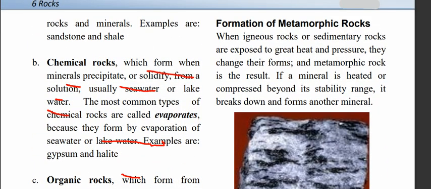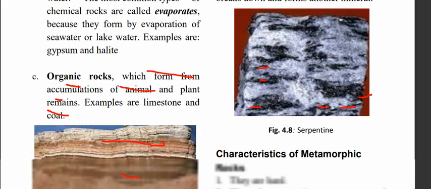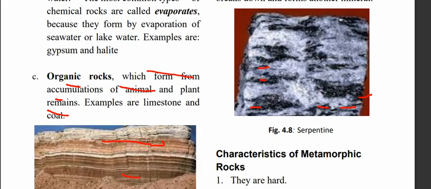Formation of metamorphic rocks. When igneous rocks or sedimentary rocks are exposed to great heat and pressure, they change their forms, and metamorphic rock is the result. If a mineral is heated or compressed beyond its stability range, it breaks down and forms another mineral. Elements changing, rocks changing, everything changing as a result of heat. Atomic numbers changing. So this is serpentine.